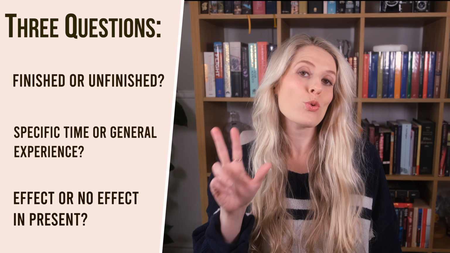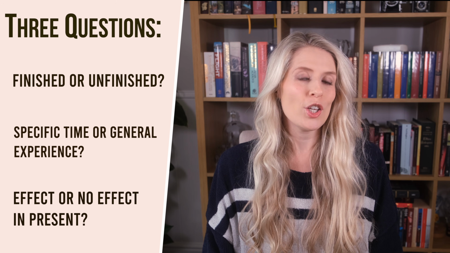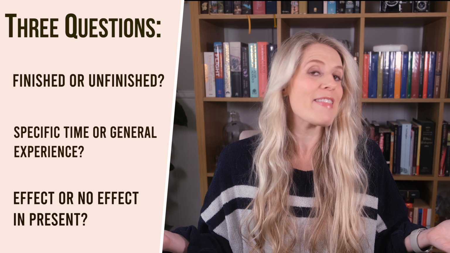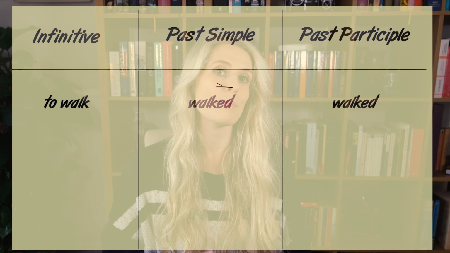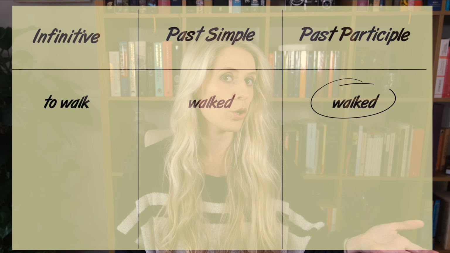Before we look at these 3 questions more closely, you might ask, what's the difference in their structures? How do you form the past simple and the present perfect? Let me tell you now. When learning English verbs, you will see them in 3 main forms: the infinitive, the past simple, and the past participle. A nice, regular verb is easy because the past simple and the past participle are the same. You just add ed. Infinitive, to walk. Past simple, walked. Past participle, walked.